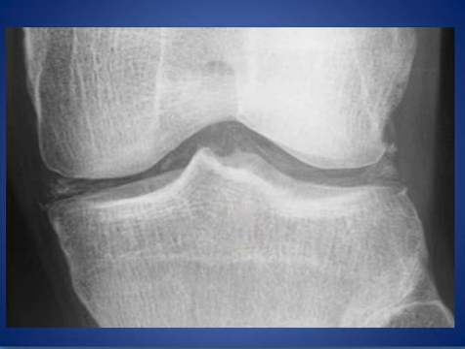Here, the next case, what we see, this is a spot view of AP view for the knee joint. We see here there is calcification involving the menisci of this patient. And what do we call it? This is chondrocalcinosis. This is calcification of the menisci.